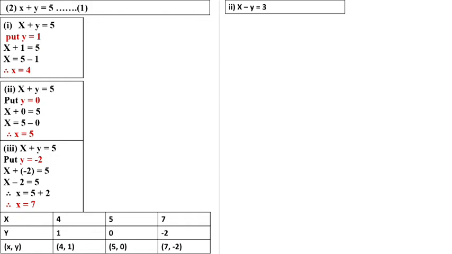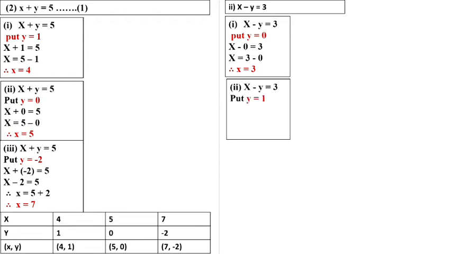Now we will solve the second equation of the question number 2. X minus y equal to 3. Here y equal to 0 we will take. So student, here what happened? You have to take the values between positive 5 to negative 5. You can take 0, minus 1, minus 2, depend on you. So now we are taking y equal to 0. So x minus 0 equal to 3. Therefore x value became 3 minus 0 is 3.